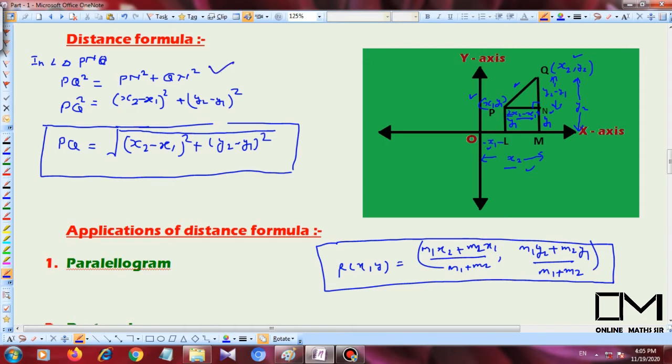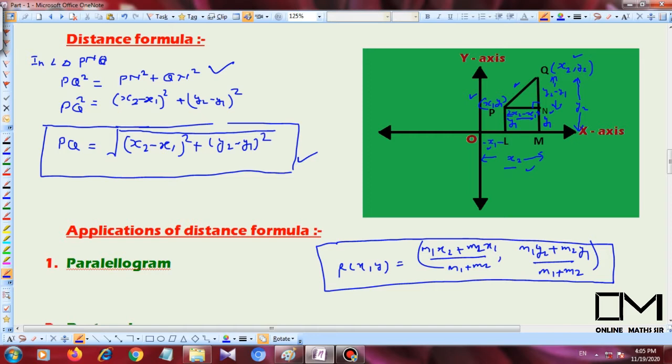Then PQ square equals the distance PN, which is x2 minus x1, and the distance QN, which is y2 minus y1. So PQ square equals (x2 minus x1) whole square plus (y2 minus y1) whole square. It means PQ will be the square root of (x2 minus x1) whole square plus (y2 minus y1) whole square. So this is the formula of the distance between two points.